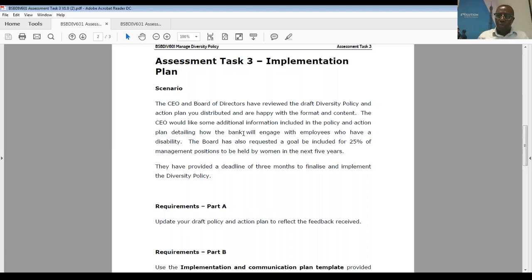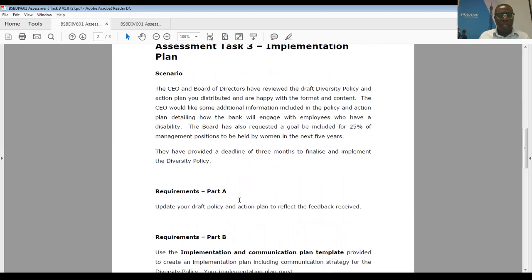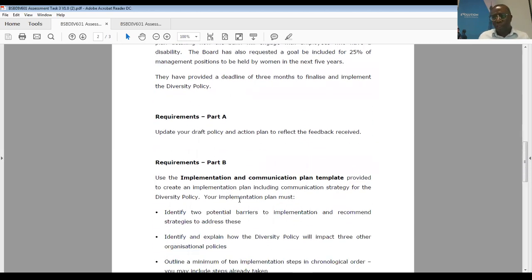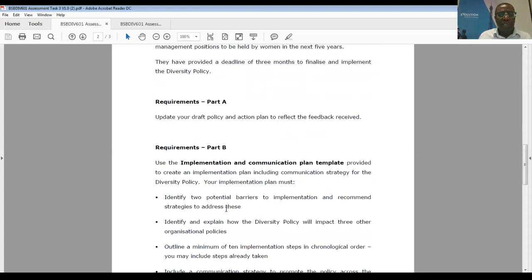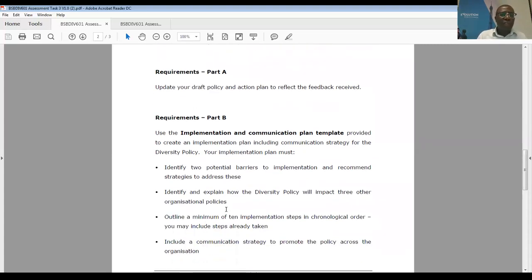So how do you add this into your existing draft policy? Let's go down to it there. You're updating. You don't have to rewrite, you're just updating your policy. So obviously the 25% is a goal, one of those objectives you're going to have to include, and also regarding the disability. Now what are you required to do here?